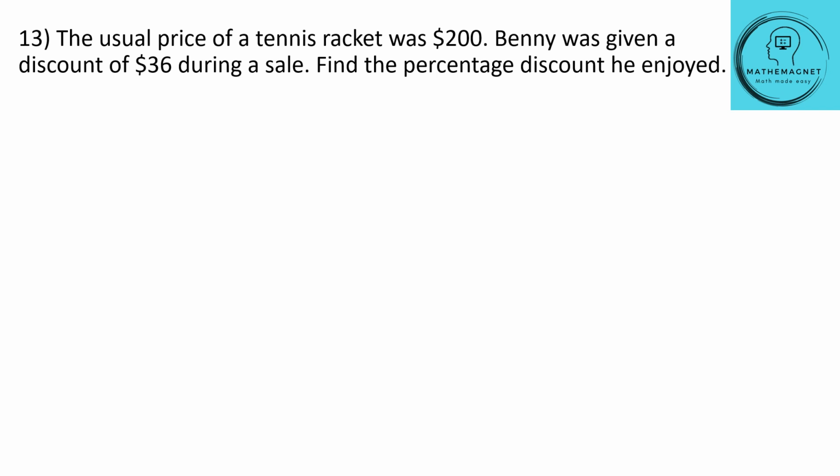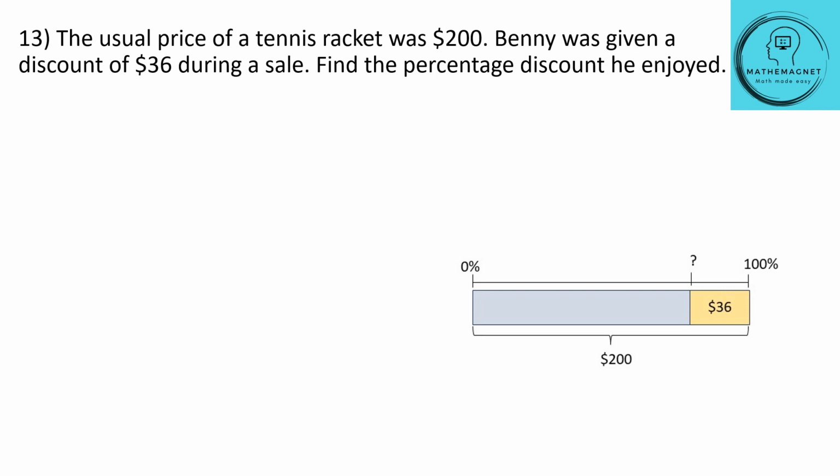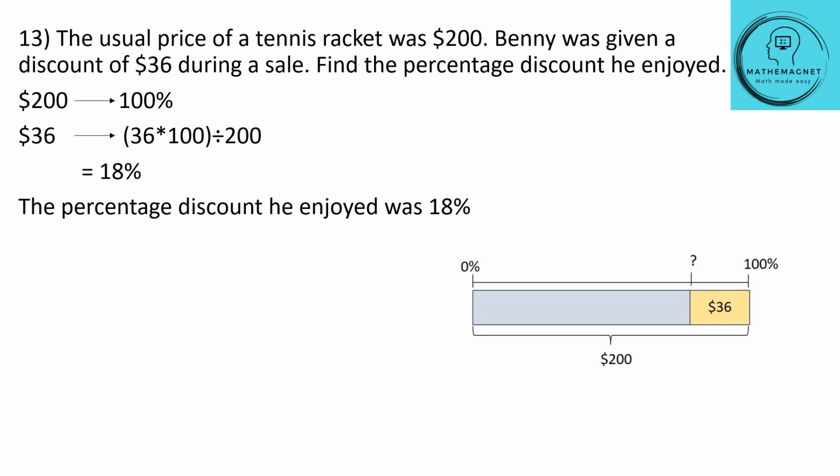Okay. Now they've asked us to find the discount percent. So basically how much this $36 contributes as a percentage. Now your base value is your $200, so that becomes your 100%. They've asked us to find how much this $36 contributes as a percentage. So that becomes your discount percent. So $200 is equal to 100%. $36 will be 36 into 100 divided by 200, which is equal to 18%. So he enjoyed a discount of 18%.